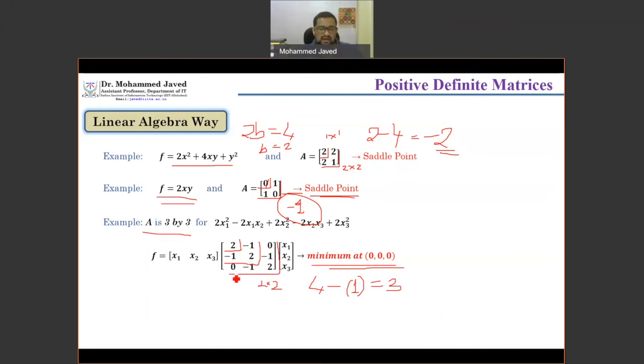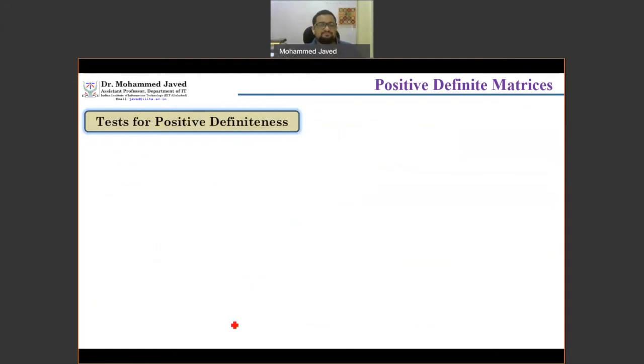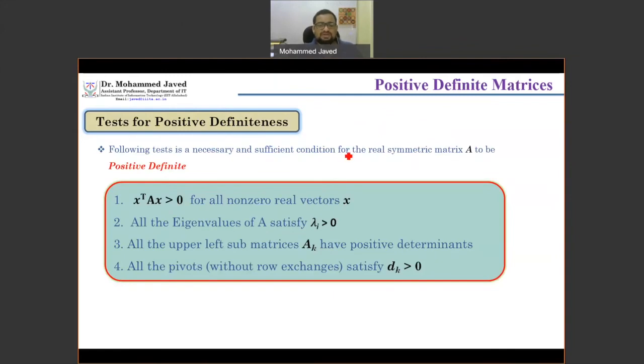So I am telling that this matrix A is positive definite, and it also satisfies the other conditions which I am going to explain in the coming slides. What are those conditions? It satisfies all the conditions of a positive definite matrix, and hence I can say that the minimum exists at 0, 0. So f has a minimum where the pure quadratic x transpose Ax is positive definite. I should ensure that the matrix A is positive definite, and only then can I say that there exists a minimum.